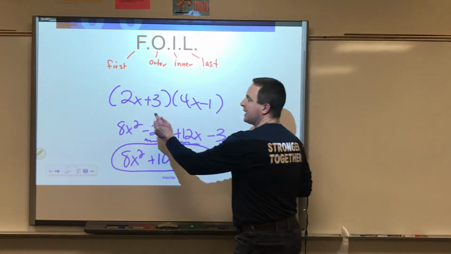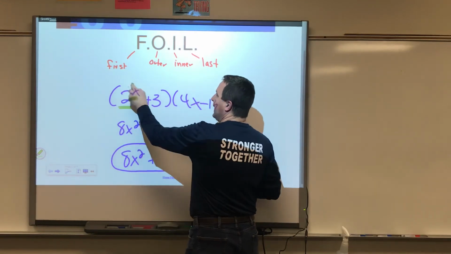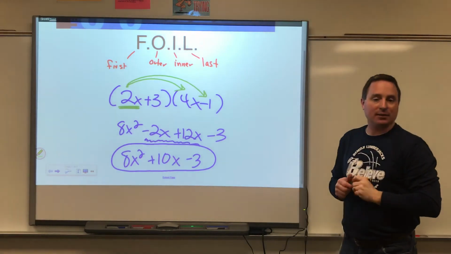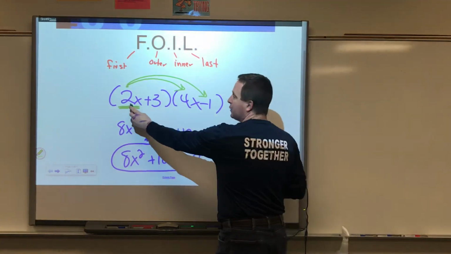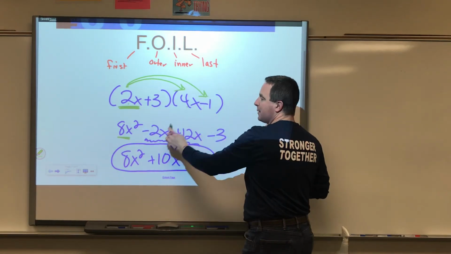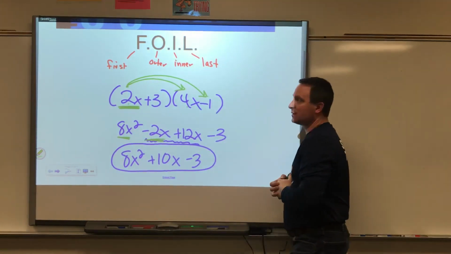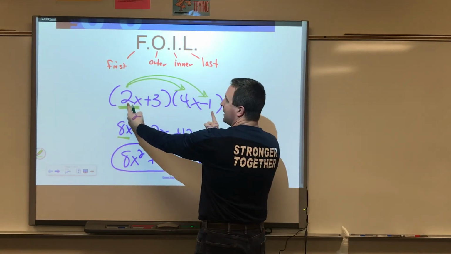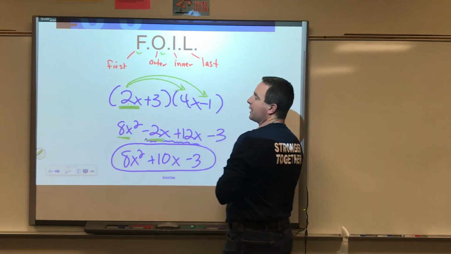I personally think of it as just the distributive property, kind of like we did in the previous lesson. I take this first term and I distribute it to everything in the second set of parentheses. And watch what happens. So I do 2 times 4, there's my 8x squared. And 2 times negative 1 is negative 2x. So what I just did is I multiplied the first terms together and then the outer terms together.